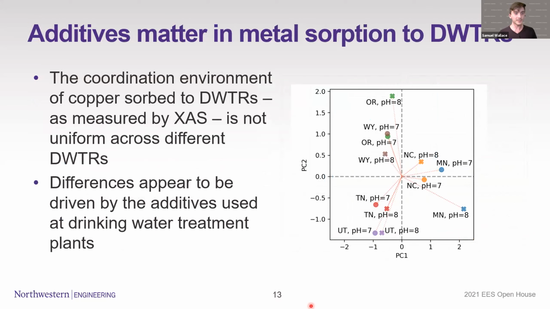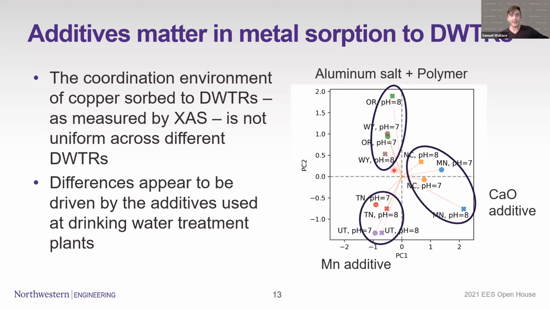Finally, just short on time here, but because I've been talking so much about XAS, I want to give a little bit of data here. So this is principal components analysis of data for copper that is sorbed to drinking water treatment residual samples at a couple of different pHs. When you just sort of eyeball this, these are split up into their principal components here, we can sort of think of this as being in 3 distinct clusters. This can be confirmed with cluster analysis, but I'll just circle them now.